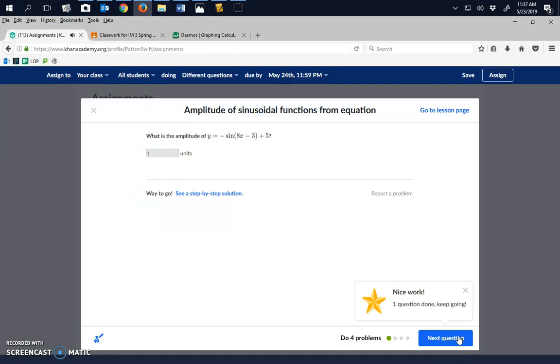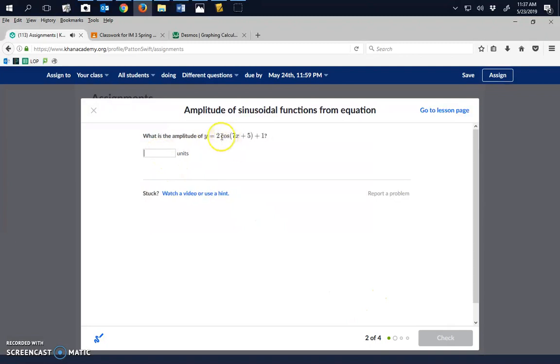All right, next question. All right, once again, we're looking at the number out front only. What is the amplitude? The amplitude is 2. 2 units.